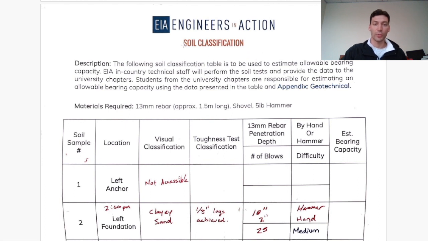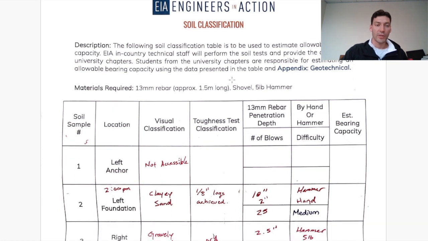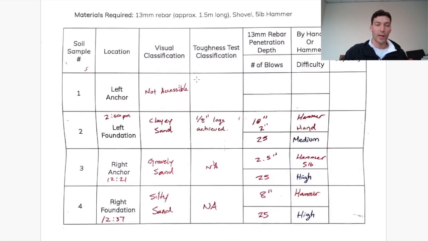This is page 2 of that form, which we provide to you. And drawing your attention to the chart that we fill out here, you'll notice that there are 4 different soil sample locations that we test for. And these are broken down into the left and right sides, the anchor and foundation locations.